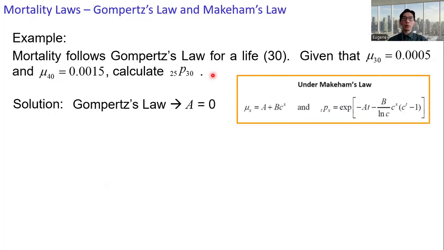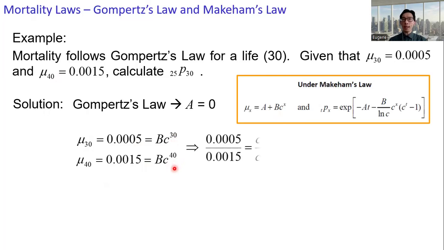For Gompertz's law, A equals 0 under Makeham's law, and we only have two unknowns. We need to determine the values of B and C. We are given two different values for the force of mortality, and it is sufficient for us to get the values of B and C. Mu 30 equals B times C to the power 30, and mu 40 is B times C to the power 40. Two equations, two unknowns. We can solve for the values of B and C.